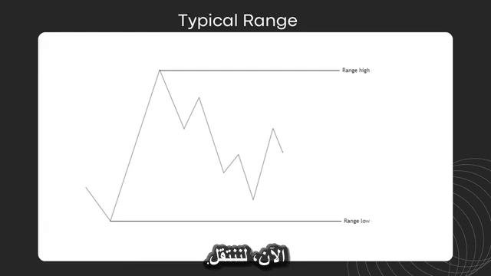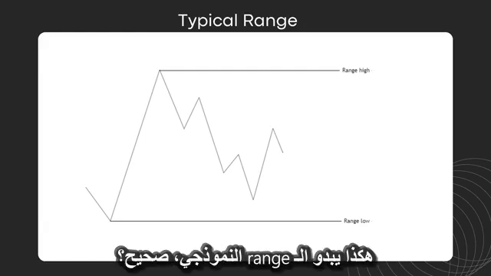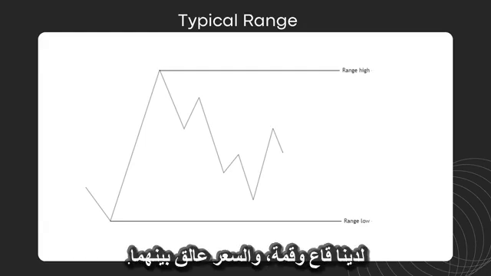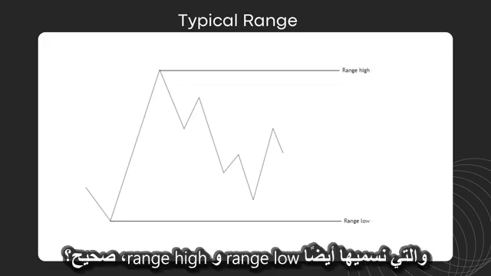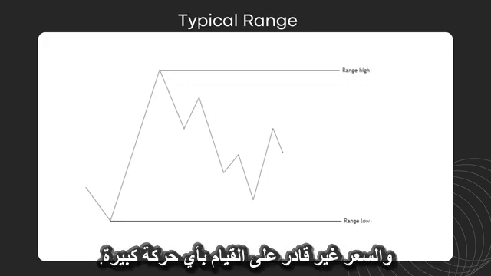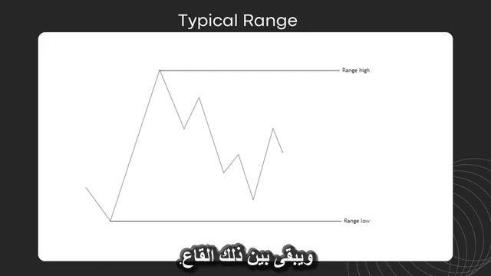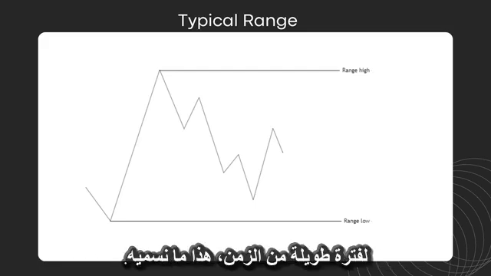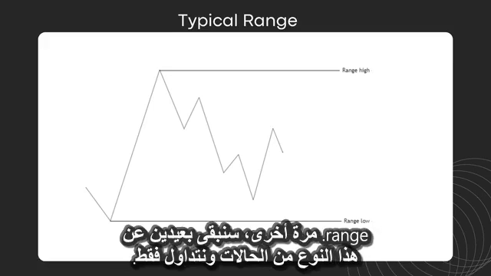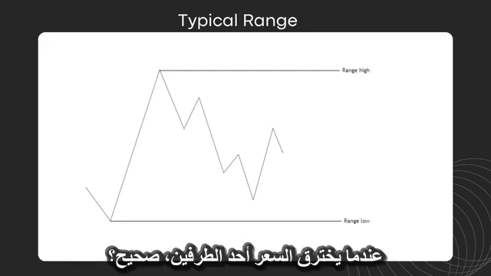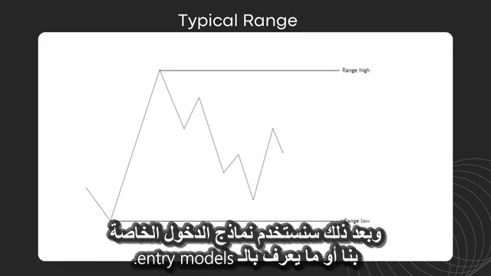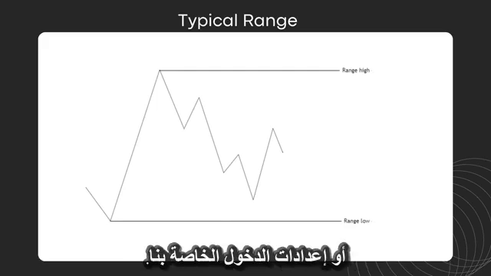Now moving on, this is how a typical range looks, right? We've got a low and a high, and price is stuck between that low and high, which we also call a range low and range high, right? And price isn't able to make any significant move and stays between that low and high over a prolonged period of time. This is what we call a range. Again, we would stay away from this type of condition and only trade it when price breaks out of either of the extremes, right? And then we will use our respective entry models or entry setups accordingly.